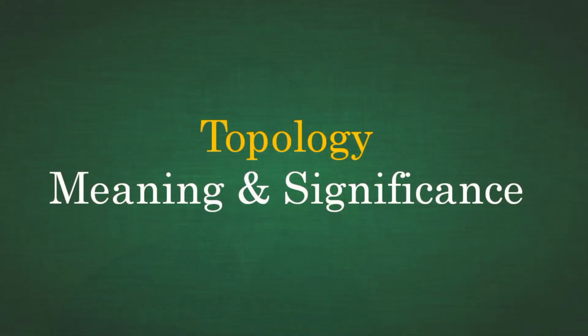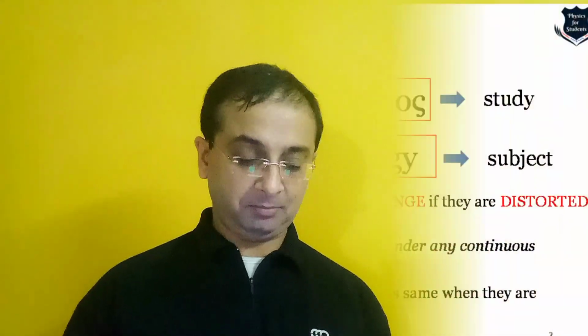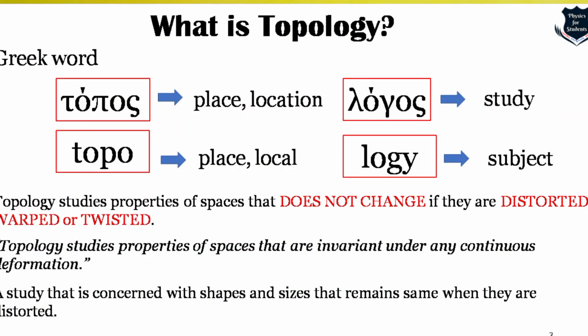A warm welcome. First of all, we need to understand the meaning and significance of the term topology. If you see here on your screen, I have given the original Greek form, and it says that topos means place and location, and logy means subject. So that means it is a subject which deals with place, locations, etc.